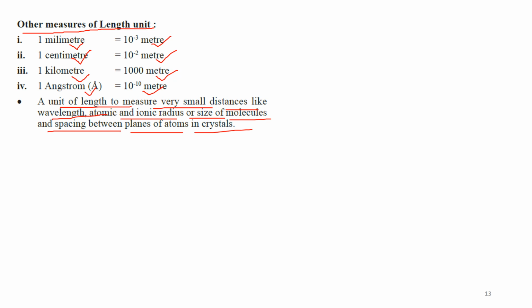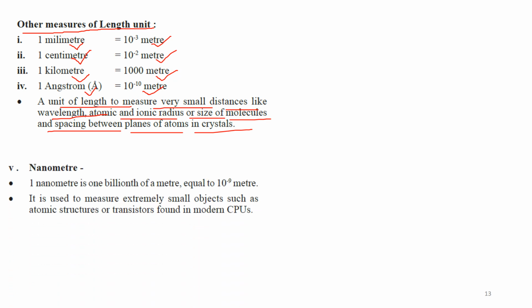Okay, so that is what they are talking about. Nanometer, I told you before. Nanometer is 1 billionth of a meter, equal to 10 to the power minus 9 meter. It is used to measure extremely small objects such as atomic structure or transistors found in modern CPUs.